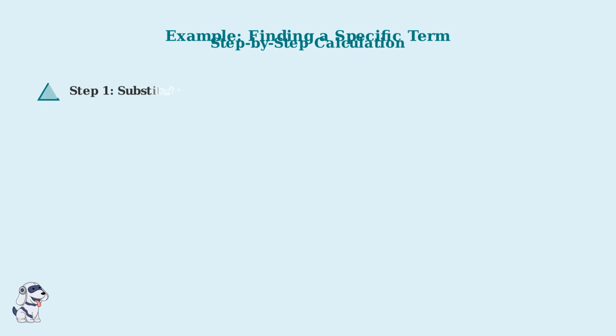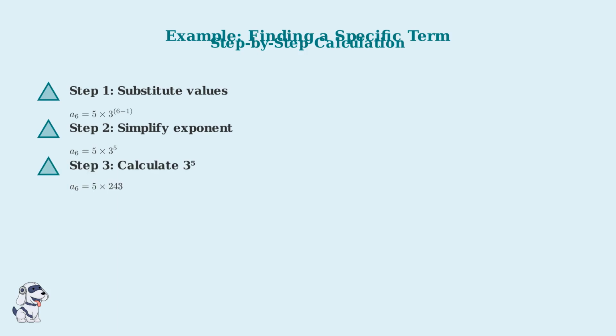Step 1, we substitute a1 equals 5, r equals 3, and n equals 6 into our formula. Step 2, we simplify the exponent. 6 minus 1 equals 5, so we have 5 times 3 to the 5th power. Step 3, we calculate 3 to the 5th power. 3 times 3 times 3 times 3 times 3 equals 243.